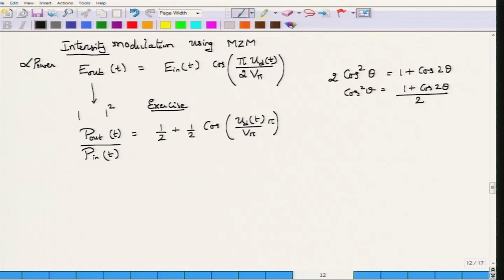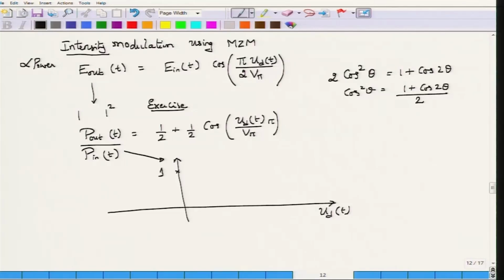Again, what do we do about ud of t? Ud of t is again the signal that you are applying. Let us plot what will happen to P out of t by P in of t as a function of this. When you plot it, you are going to see that when ud of t is equal to 0, cos of 0 will be equal to 1. So, you get half plus half, which is maximum. I am plotting this quantity on the y axis as a function of the applied signal ud of t. So, it would have a maximum value of 1 at ud of t equal to 0.